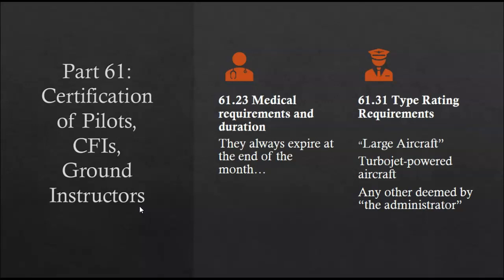Part 61 also lists requirements for different type ratings. A type rating is required for different types of aircraft, like large aircraft, which are defined as aircraft that are heavier than 12,500 pounds, any turbojet-powered aircraft, or any other aircraft deemed by the administrator to require a type rating.